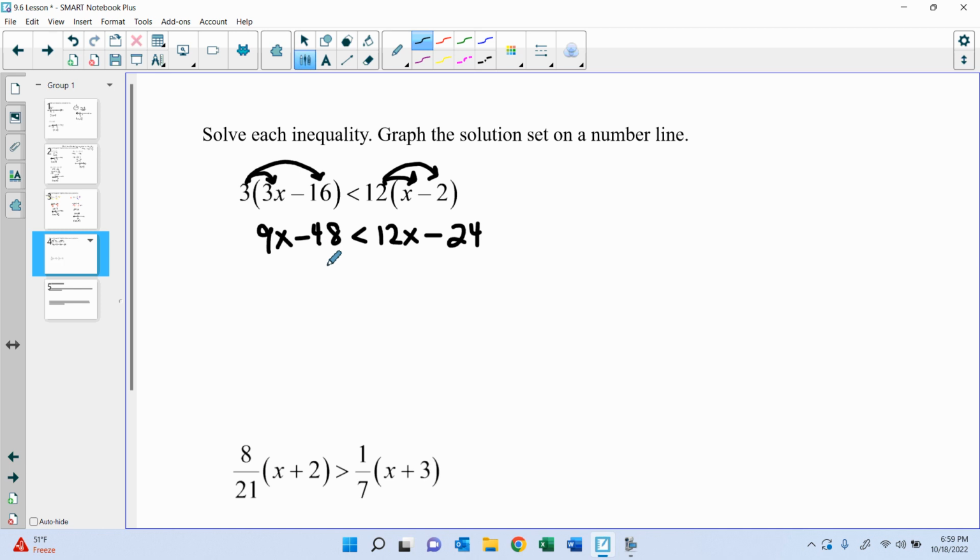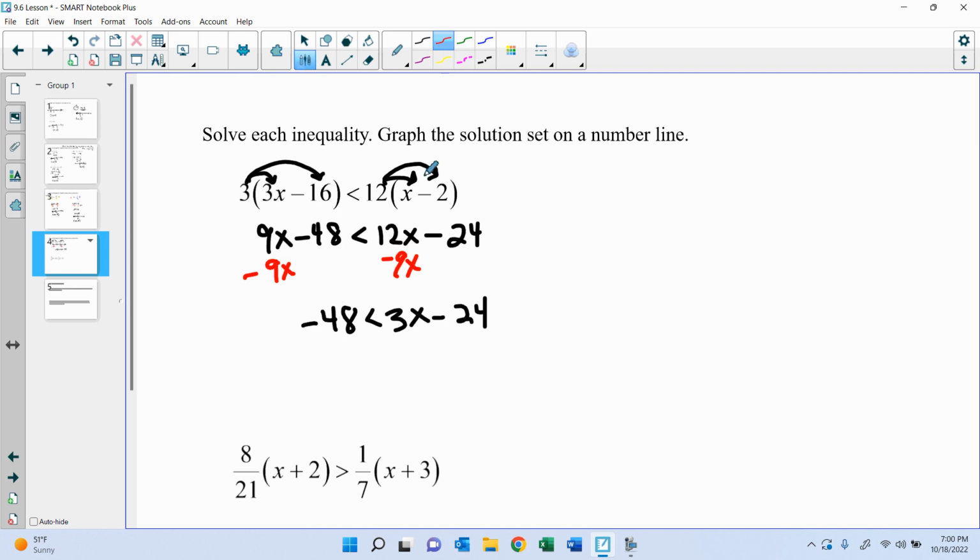Now, again, just like always, we act like this is a brand new problem. So we want to leave the coefficient in front of the x positive so that we don't have to remember to flip when we multiply or divide by a negative. So we're going to subtract 9x. That leaves me a positive x. As you can see, you'll have 12 minus 9x. So that gives me -48 is less than 3x minus 24. And then we're going to solve from there.